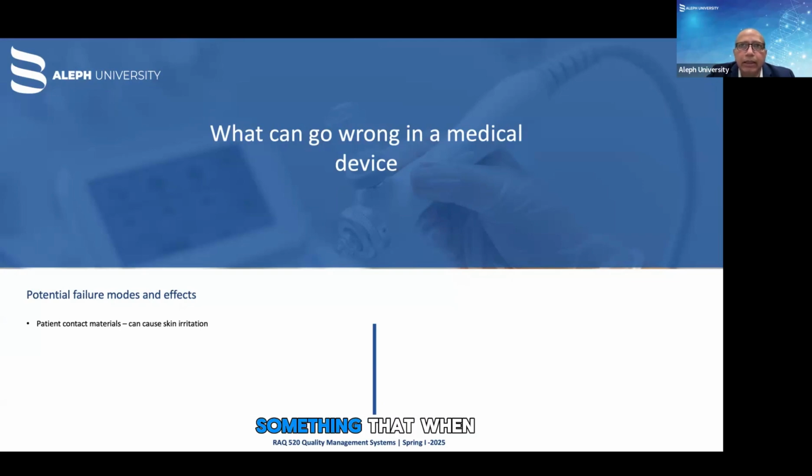So this is something that when people design products, they need to take into account patient contact materials. Why? Skin irritation, cytotoxicity. And this is part of the quality management system to ensure that all of these kinds of things are reviewed, analyzed, and addressed through a risk management process.